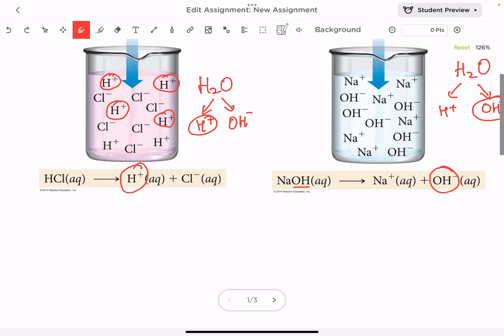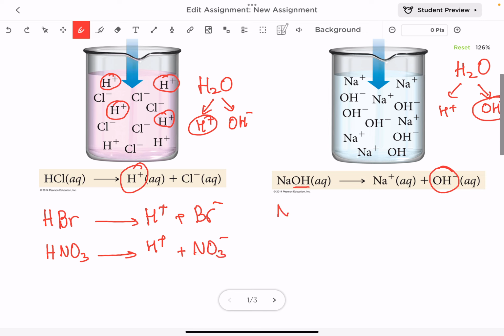So if you are asked to write or define an acid according to Arrhenius, all you need to do is just write the ionization equation. For example, if I have HBr or HNO₃, all I need to do is just liberate the H plus ion from it and write the rest.